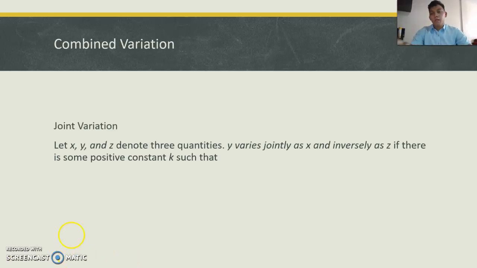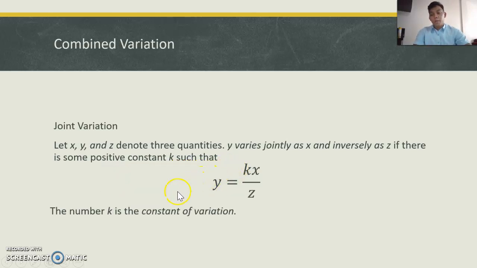So for the definition, let x, y, and z denote three quantities. Y varies jointly as x and inversely as z if there is some positive constant k such that y is equal to kx over z. Number k there is again the constant of variation.